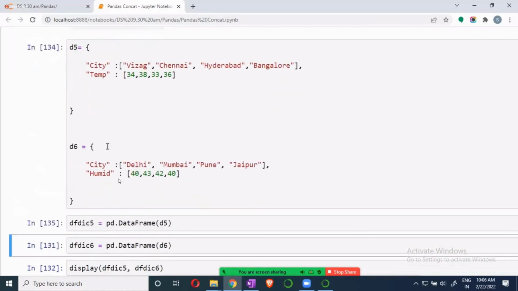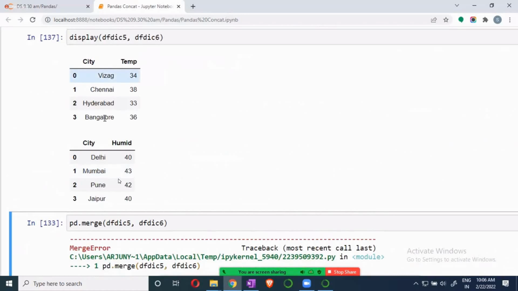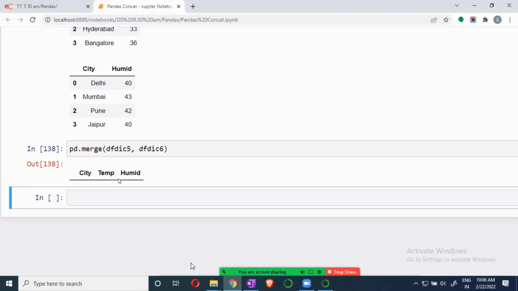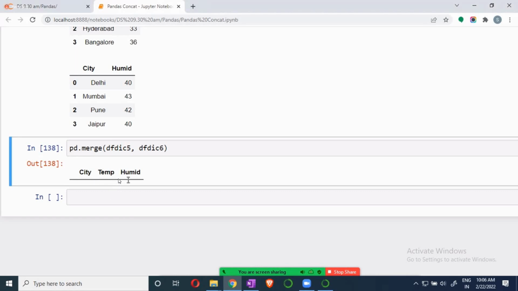Okay. Now you see this, both have the common column, but no common values. There is a common column, but there is no common value. So you are going to get an empty data frame. Okay, you will not have any values. Now, in this case, you want to see all the values at any cost.